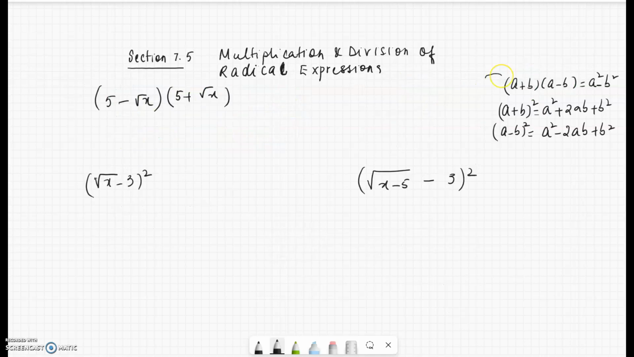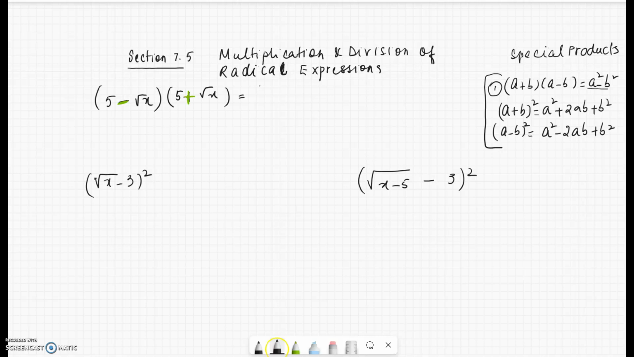So make sure you memorize these special products. These are called special products. So you don't have to do long multiplication or FOIL method, if you know these special products and you recognize them when you see them. So what's our first special product? It's a difference of squares. When do you do difference of squares? When you have the exact same terms multiplied together except for the sign in the middle. So a plus b times a minus b.